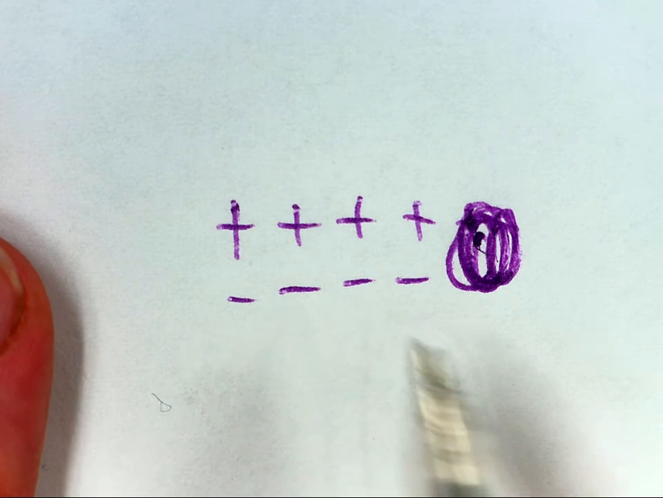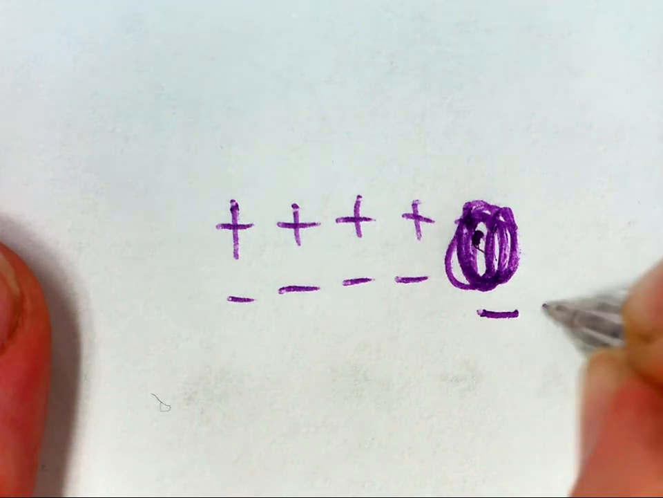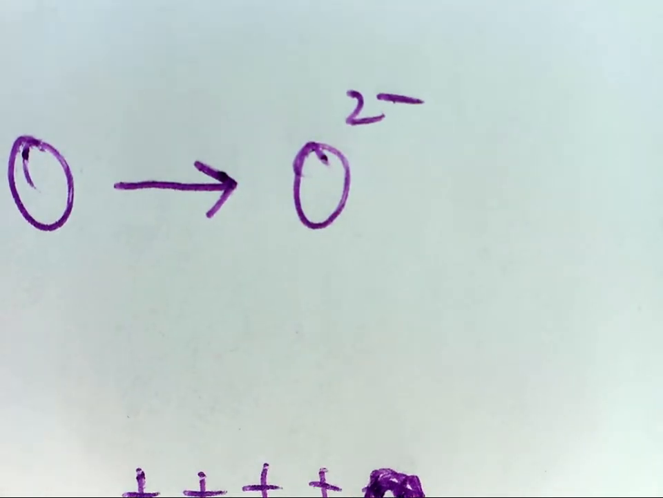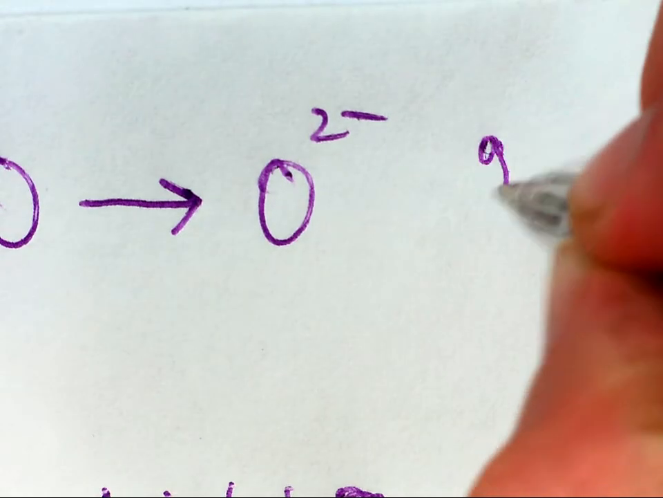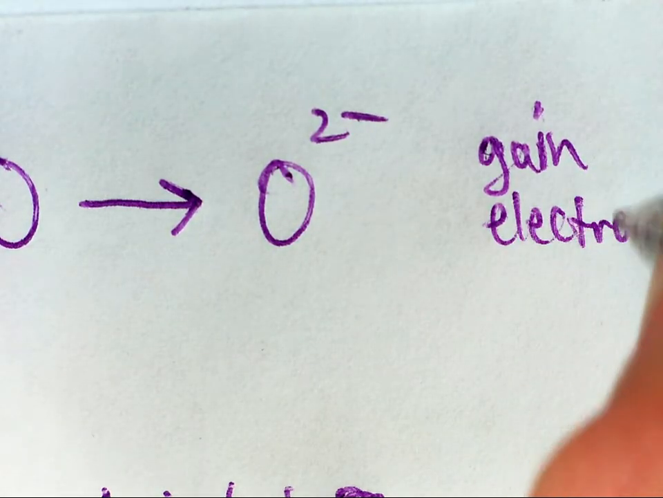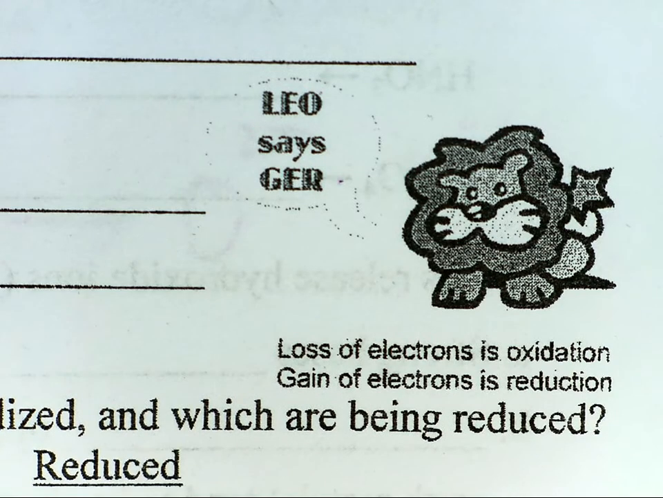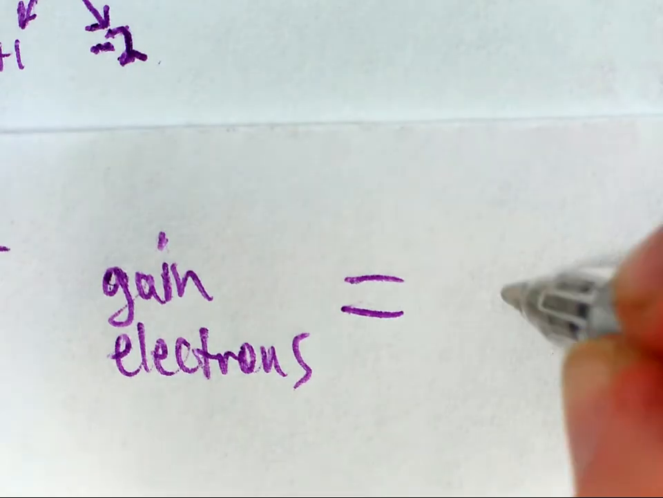In order for oxygen to be a 2-, you'd have to add on a couple of extra electrons to give it that extra minus charge. So, in order to go from neutral to negative, it had to gain electrons. That's gain of electrons, and once again, going back to our little lion cartoon, gain of electrons is reduction. That's the grr of Leo says grr. So, reduction.